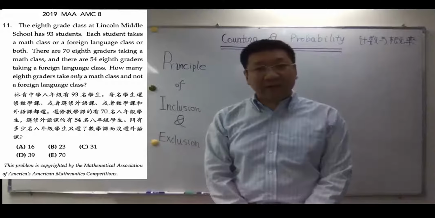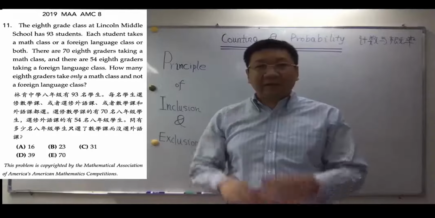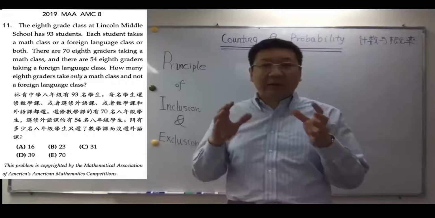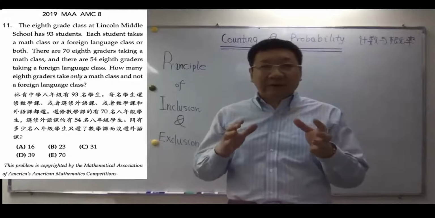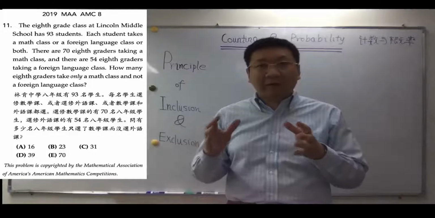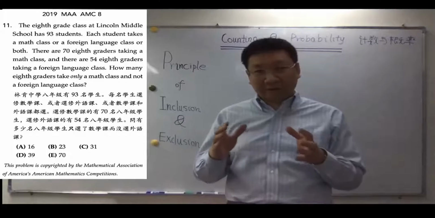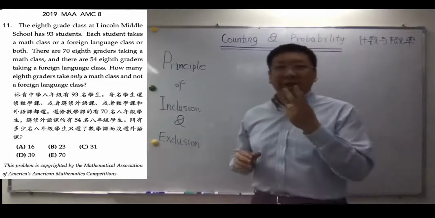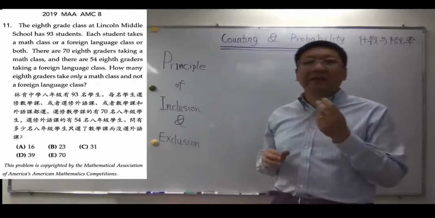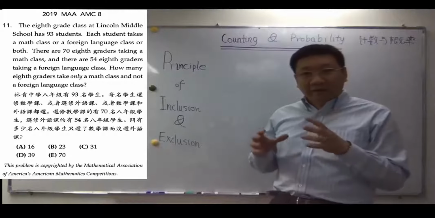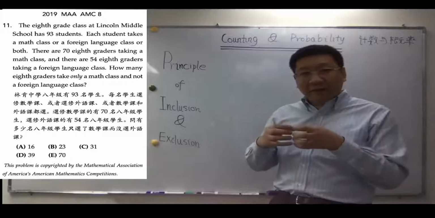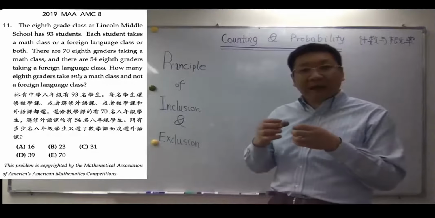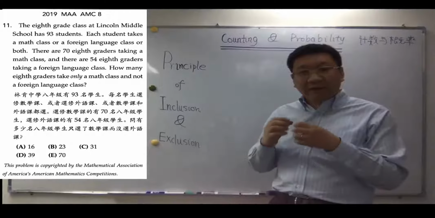The next question is question 11. This question discusses whether students take a math class or a foreign language class or both. So there are two criteria: one is math class, the other is foreign language classes. When there are two criteria, or mathematically speaking, there are two sets, we do the counting related to the two sets.